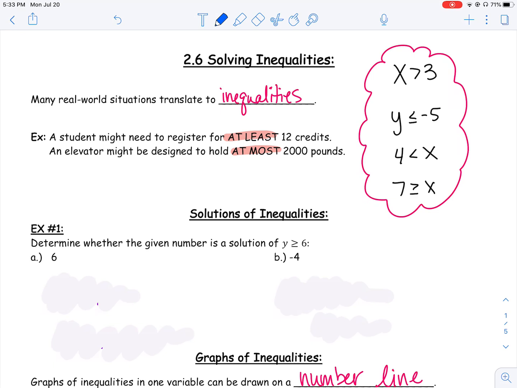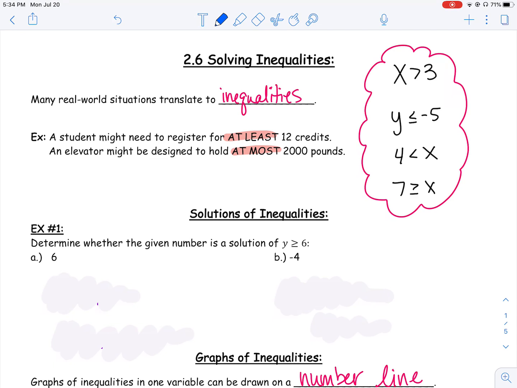For example, a student might want to register for at least 12 credits. So I can equal 12 or I can be more than that, right? Greater than or equal to. Or an elevator might be designed to hold at most 2,000 pounds. We can hold 2,000 pounds or less than. So maybe these things aren't always equal, but they translate more into inequalities. So let's talk a little bit about inequalities.